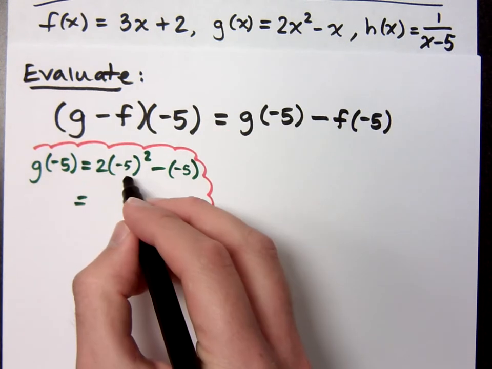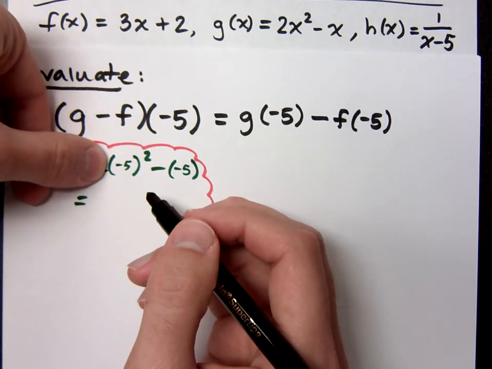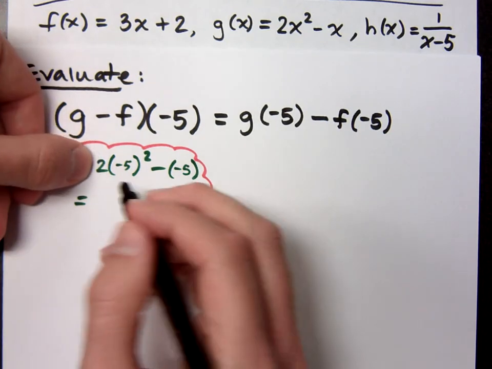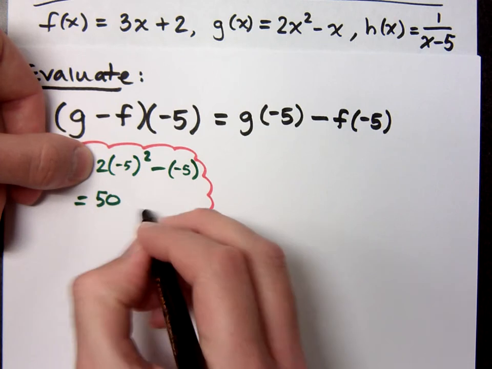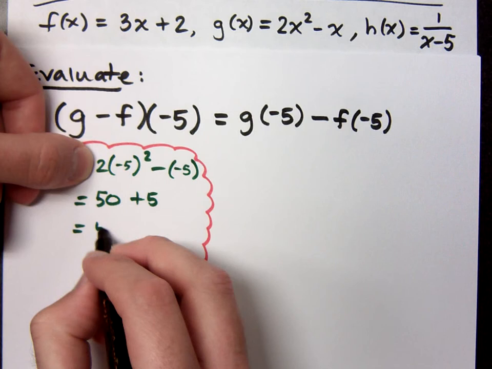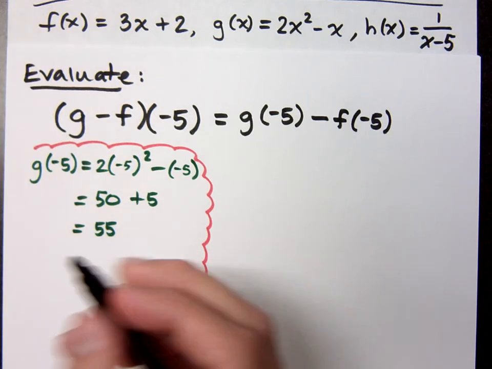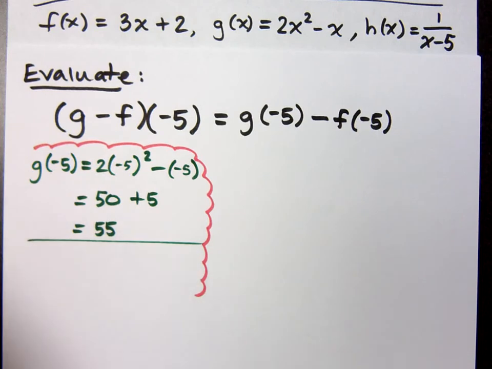So what do you get here? That's 25 when you square that. Times 2 is 50, plus 5 is 55. Do you all agree? Okay. No, g is not 55. G of negative 5 is 55.